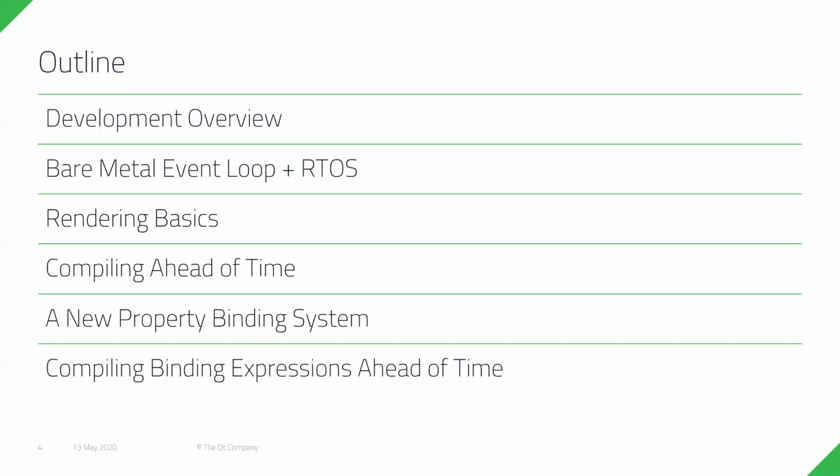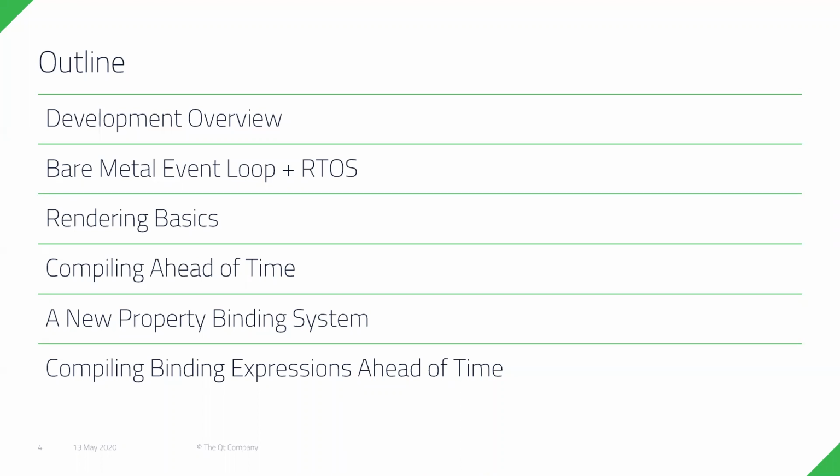We'll start with a quick outline. These are the building blocks we'll be touching upon. We'll go over the general workflow and what to expect, what the environment's like, and we'll dive right into the event loop, which is not quite the same as when you run Qt on embedded Linux. We've added RTOS support for some devices. We'll talk a little bit about that. We'll talk a little bit about rendering, which is also a bit different than Qt on embedded.